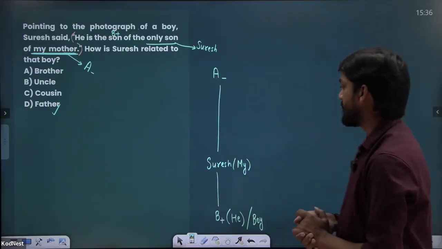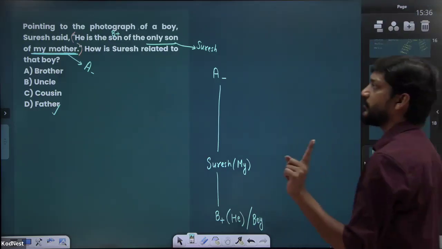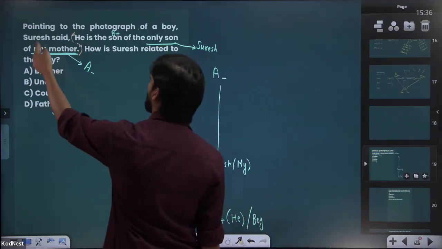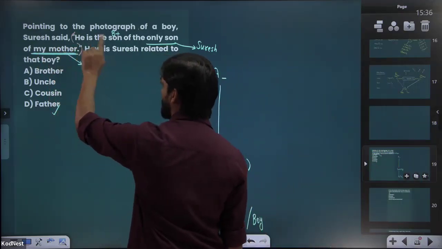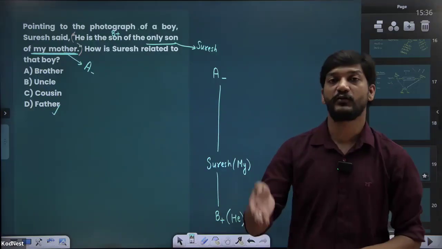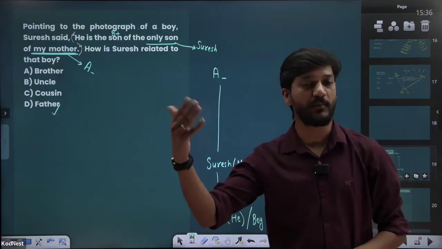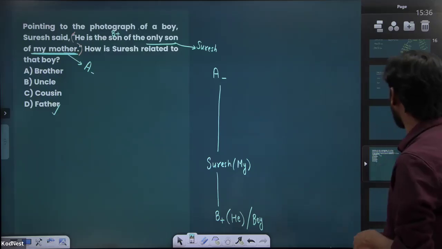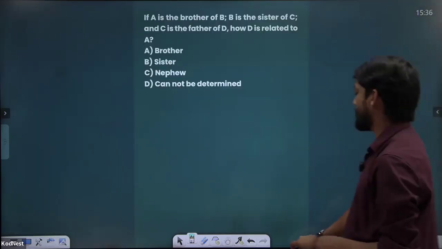Okay, let's take one more question. Please remember this, we have to start from the last. If there is any statement like this, we have to start from the last and keep on going back till the first word. Okay, see please, next one.